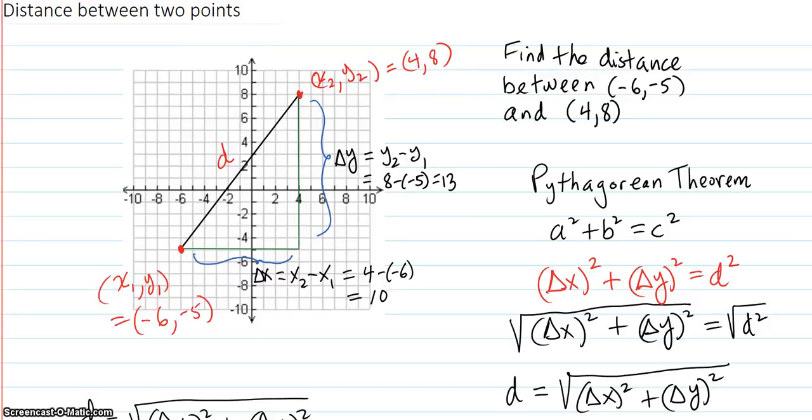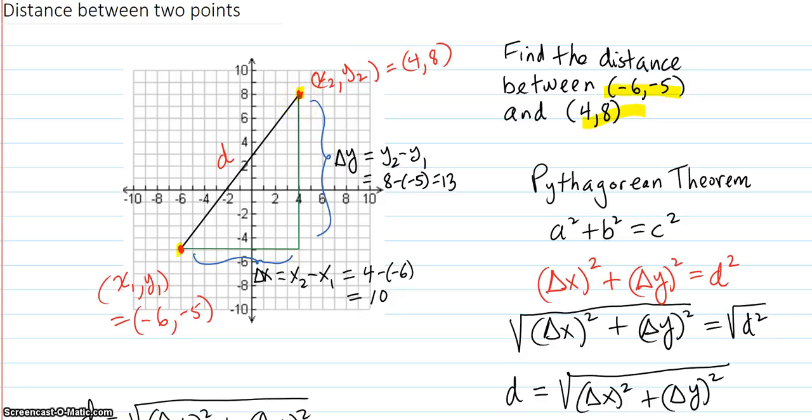Find the distance between 2 points. So we're going to find the distance between (-6, -5) and (4, 8). So we mark those off on our graph here. (-6, -5) is here, and (4, 8) is here.